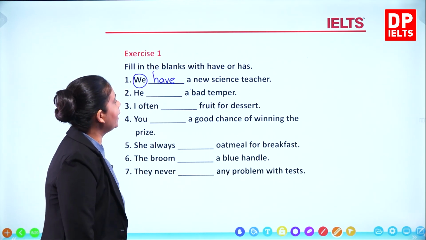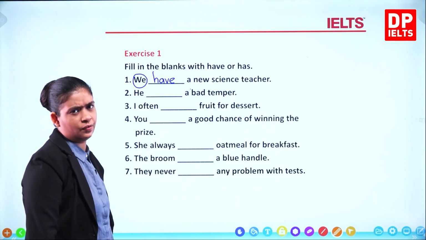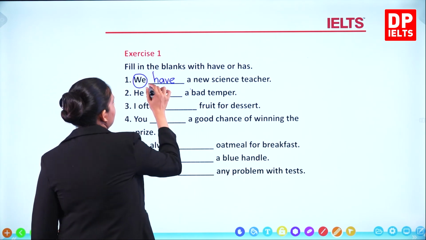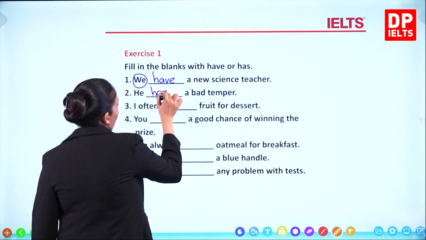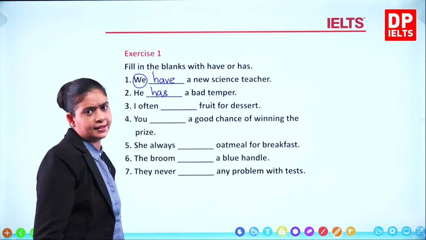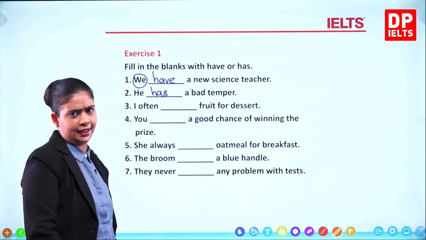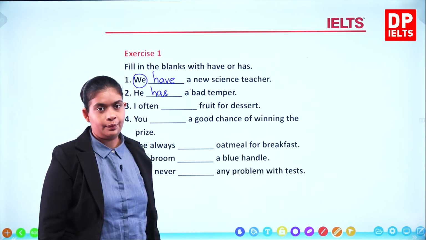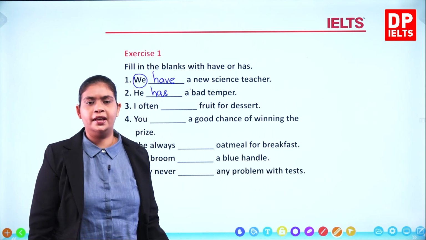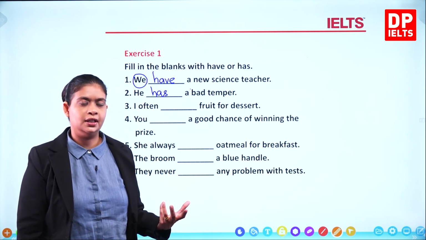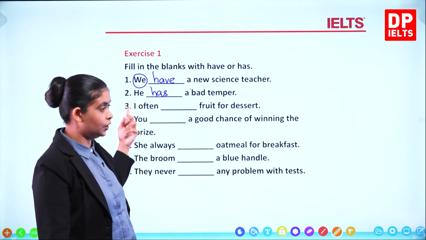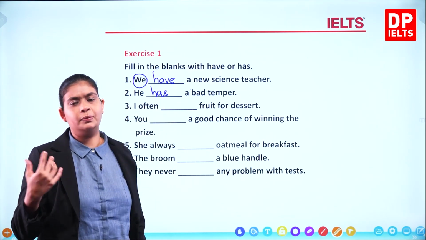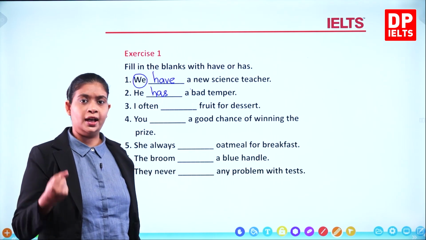He blank a bad temper. He's what? He has. Because he is singular. He has a very bad temper. He gets angry quickly. Right? He has a bad temper. ඔහුට මන්ට කේන්ති යනවා. ඔහුට කියනකොට singular හින්දා අපි කියනවා he has a bad temper. ඔහුට තාමත්ම ඉක්මනින් කේන්ති යන පුරුද්දක් තියෙනවා.